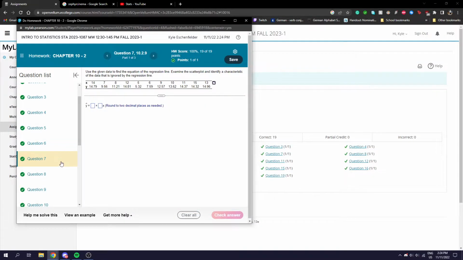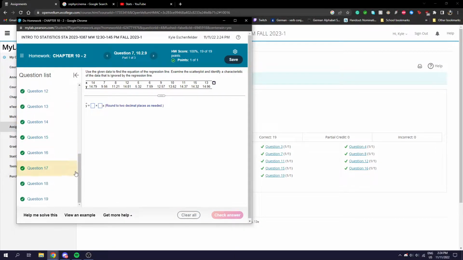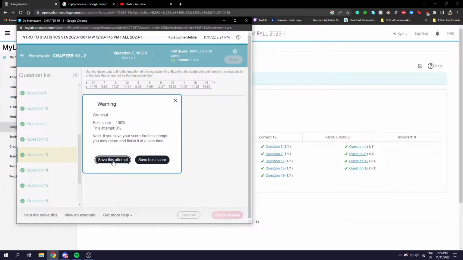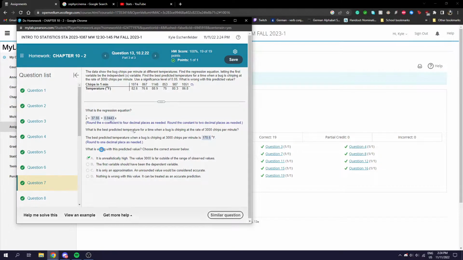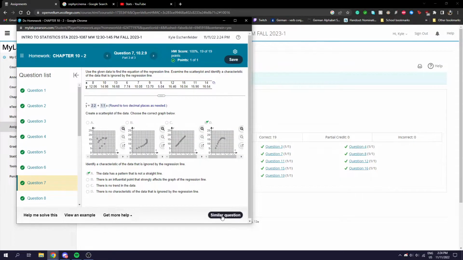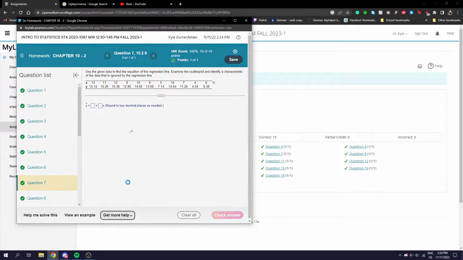Okay, starting from question 7, I think it's quite a few of them. I like this. Yeah. Anyway, I'll just show you the steps really fast.